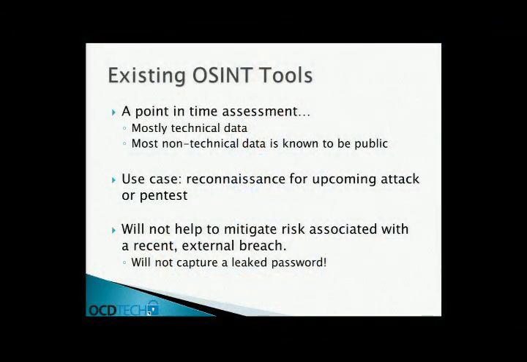Most of you are probably familiar with tools like Recon-ng, theHarvester, and Discover scripts. They're really great for a point-in-time assessment, to bring in as much information as possible from whatever sources they're using. You can get a point-in-time assessment of the information that's available on the internet. And what we found is what you get back is some personnel information. You can generate employee lists and email address lists and stuff like that. But what you get back is mostly technical data. You can get back a lot of information to start assembling a picture from the outside of what their network looks like. But the problem is most of that data is known to be public already.